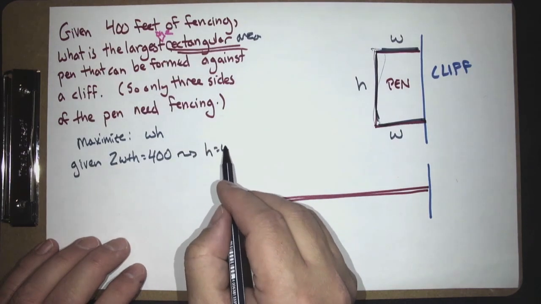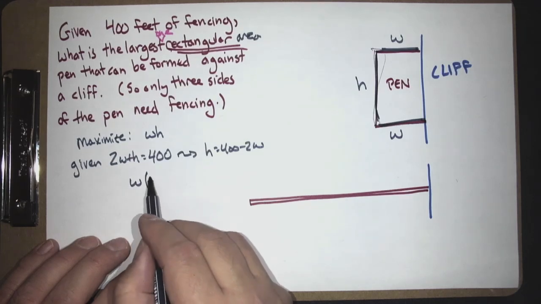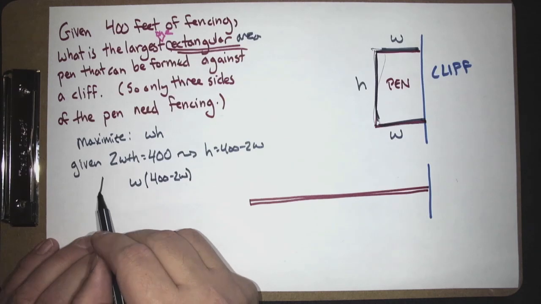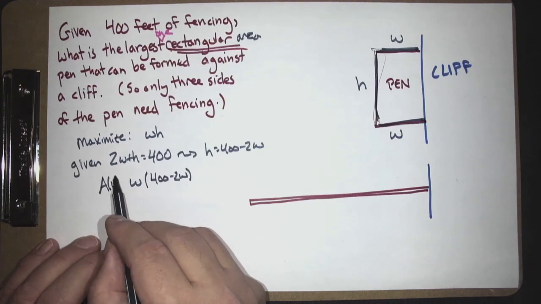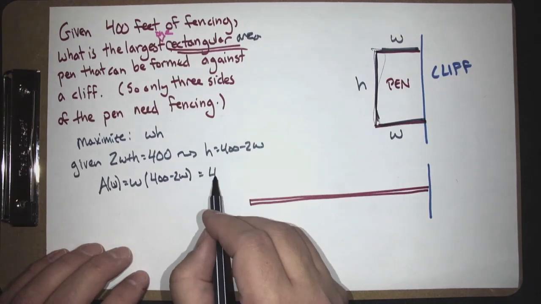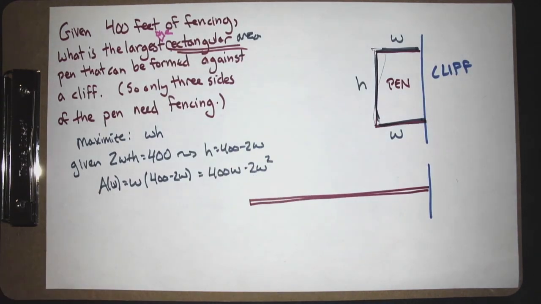Okay, so H is 400 minus 2W. So then we could say, we're trying to maximize W times (400 minus 2W). So let's give this a name of a function. The area of W is W times (400 minus 2W). Or, if you like, 400W minus 2W squared. Okay, now what? We've gone down to a function of a single variable of what it is we're trying to optimize. This is good.